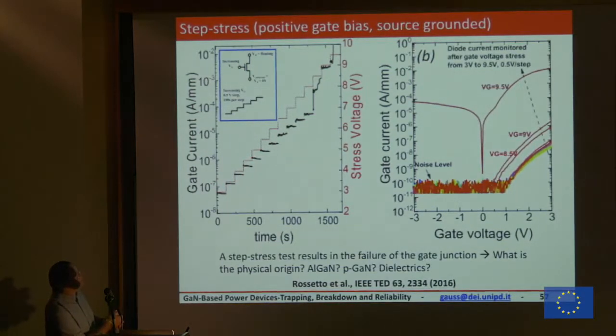After a certain time, the gate current shows some transient in which it decreases, then becomes noisy, and then starts to increase too much, to the destruction. And this is the IV plot of the diode during the stress. Up to 7 volts, you see, this is the 7-volt staircase, the leakage was a little bit noisy, but not bad. But at 8, 9, 9.5 volts, at this level, the device blows up.